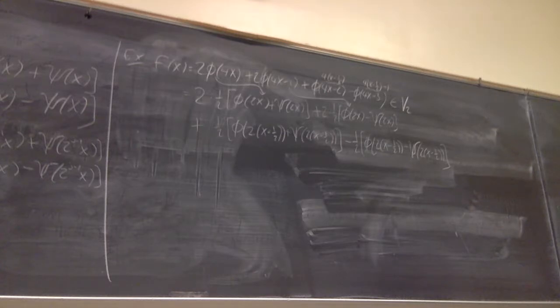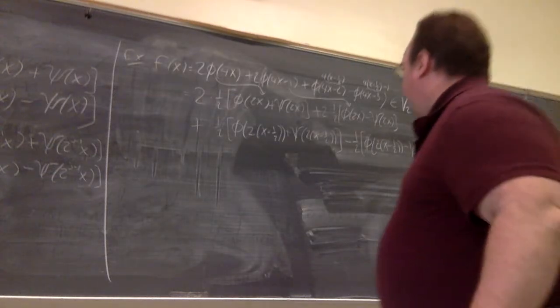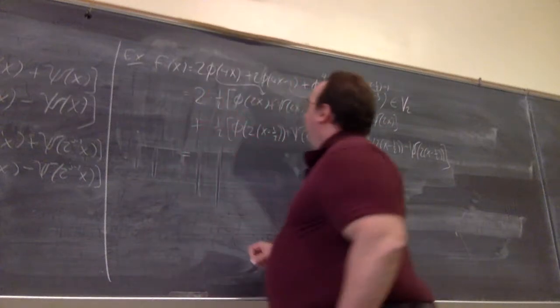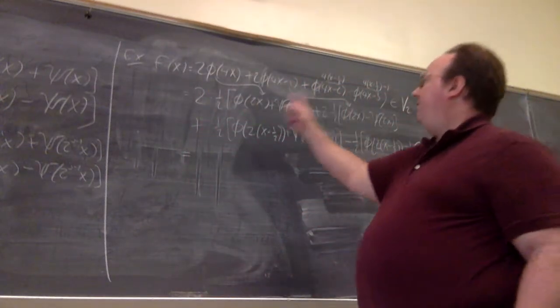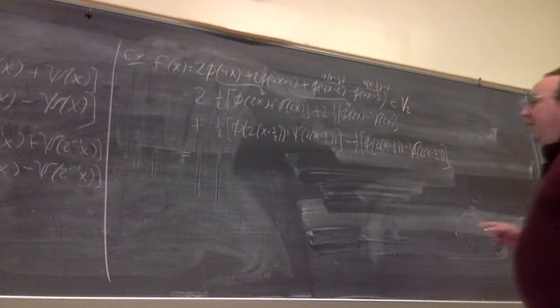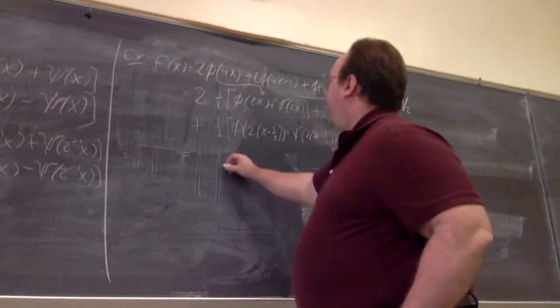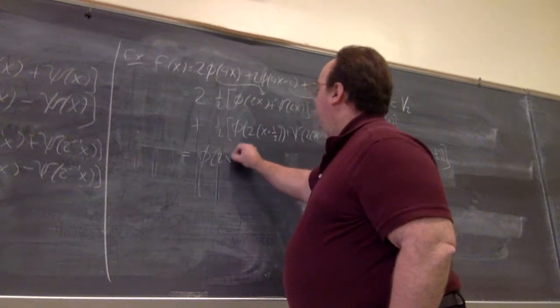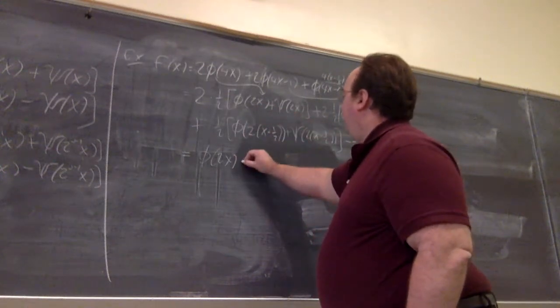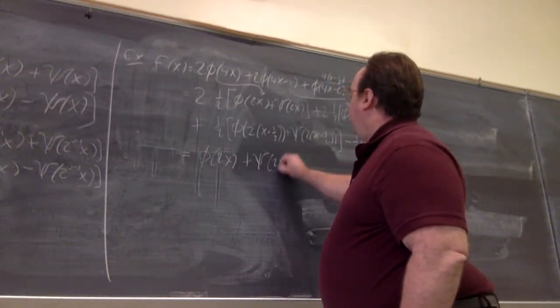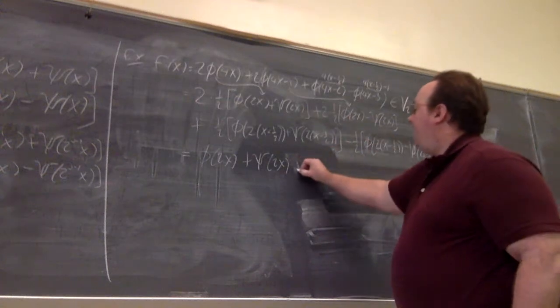Okay. Now, it's time for a little bit of simplifying. Let's see where we're at. Also, because I want to distribute all this. So, of course, the 2 and 1/2 cancel out. So I have phi of 2x plus psi of 2x. And over here, I have phi of 2x again.